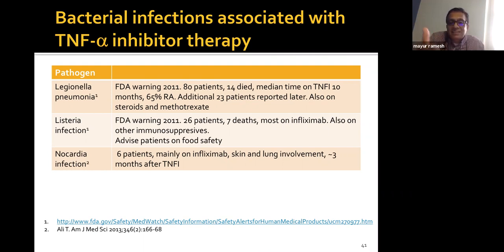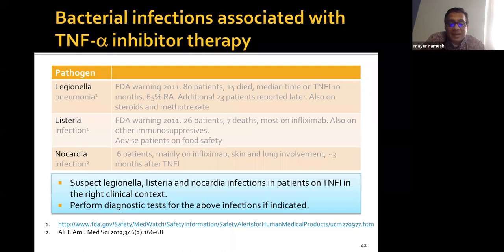There are many, many cases that have been reported now, so we always look out for these infections. At least we keep them in our differential diagnosis when people come in with, let's say, lung infiltrate post TNF-alpha. Obviously, TB takes the cake. TB is number one, followed by other infections.